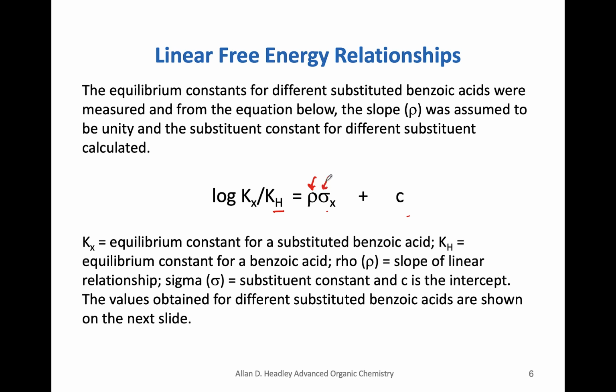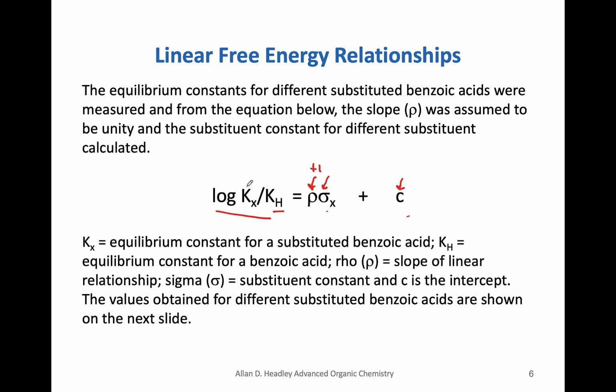So as you will recall from your general algebra course, this is really the equation for a straight line. It's a straight line where this is the slope and a variable here, and of course the intercept is right here. So this is the equation that he developed. Here's the key though, is that for benzoic acid, he made this slope here 1. So it's plus 1 for the slope.